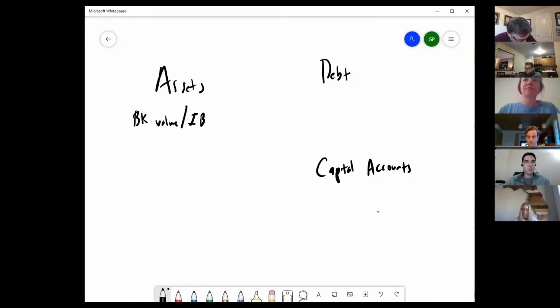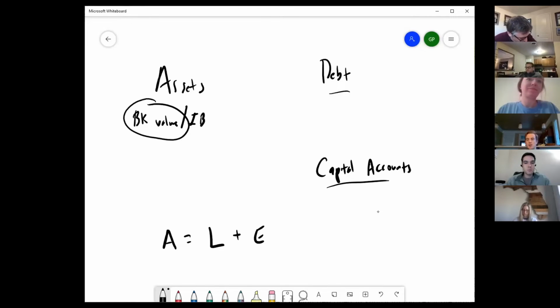And this is a fundamental accounting equation, for those of you that have taken some accounting courses: assets have to equal liabilities plus equity. The balance sheet has to balance. The book value of your assets has to equal the sum of your debt and your capital accounts. It just has to happen. If your balance sheet doesn't balance, then you've done something wrong.